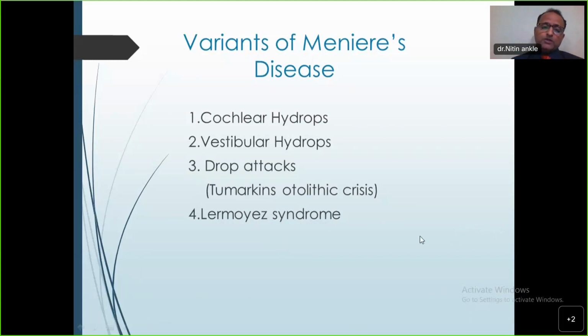But in cochlear hydrops, we get deafness first. In vestibular hydrops, we get the vertigo first. And the typical nomenclature is Tumarkin's otolithic crisis or drop attacks, and Lermoyez syndrome. I'll go into details of each one of them so that you'll understand better.